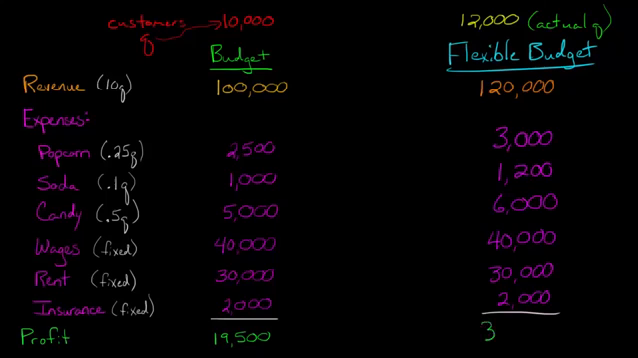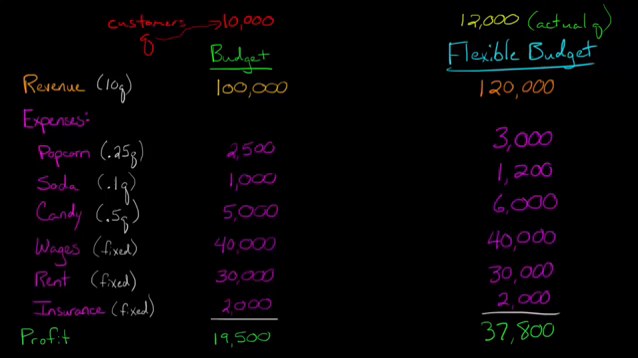So we have 37,800. Now this is just saying we've adjusted the budget, right? The flexible budget is still a budget. These are not actual numbers. The only thing that's actual here is the 12,000 customers that came in. And so we're adjusting our budget.